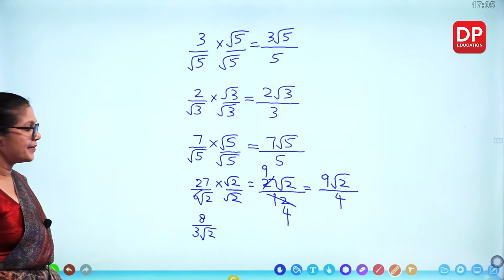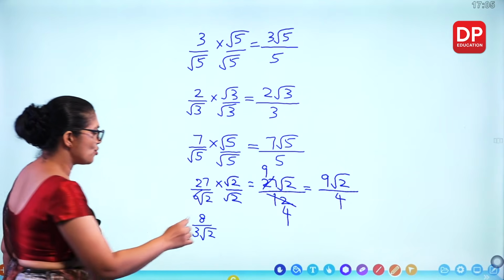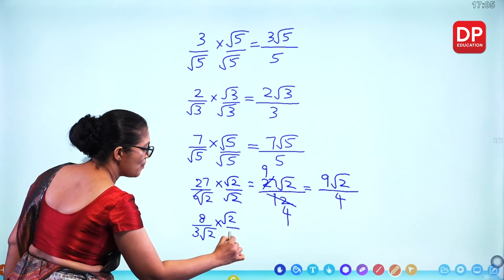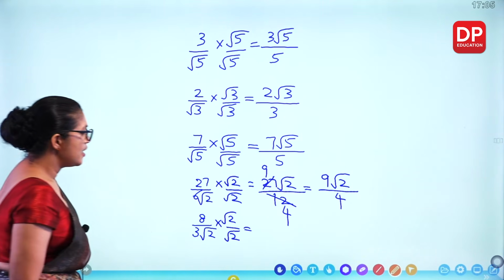What about this one? What's the surd value? Root 2. So we'll multiply both the numerator and the denominator by root 2.